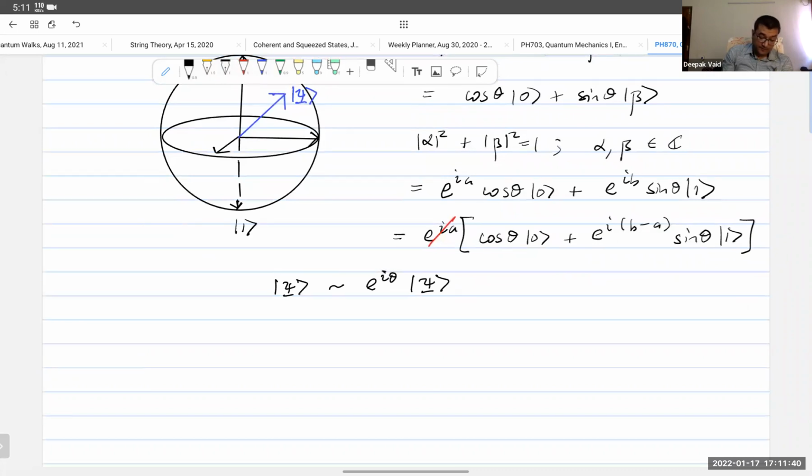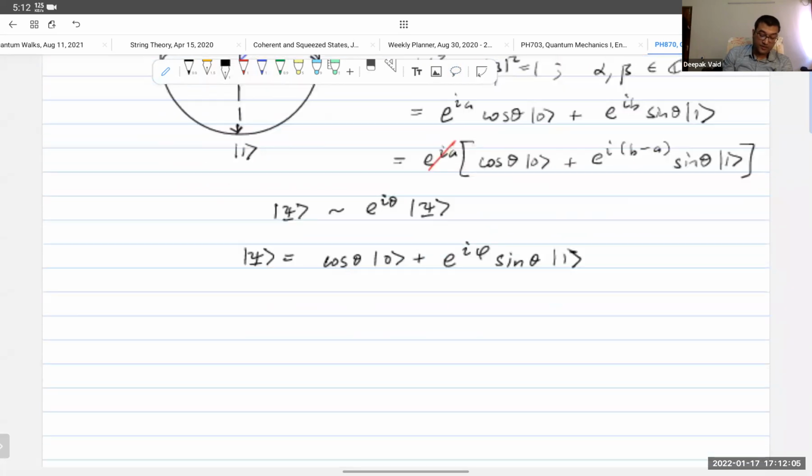So we can write our state as cosine theta 0 plus e to the i phi sine theta 1. And this phi is what? This is that phase angle, the relative phase between the up and down states.